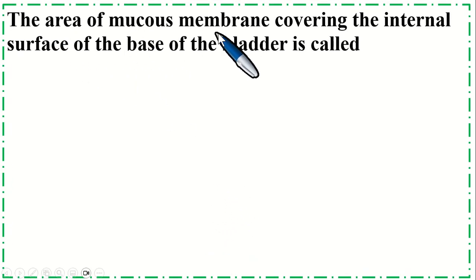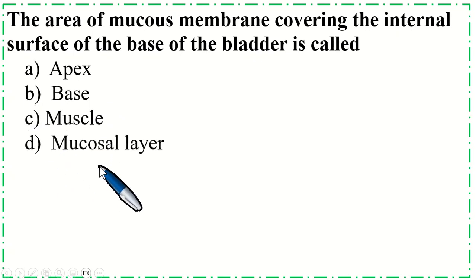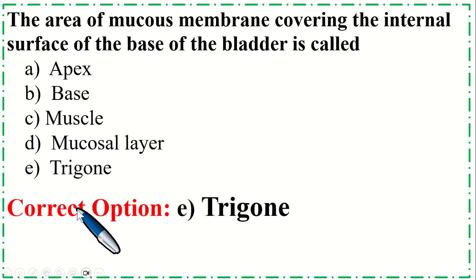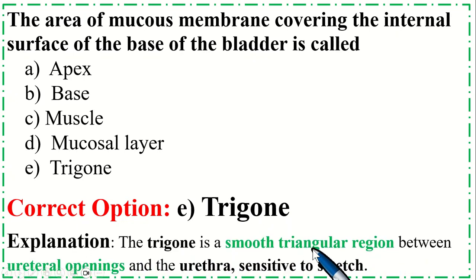The area of mucous membrane covering the internal surface of the base of the bladder is called option A apex, B base, option C muscle, option D mucosal layer, and option E trigone. So the correct option is E trigone. The trigone is a smooth triangular region between the ureteral openings and the urethra. So this is the urethral opening and urethra, sensitive to stretch.